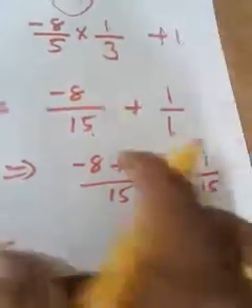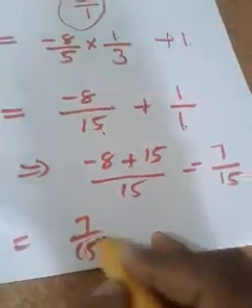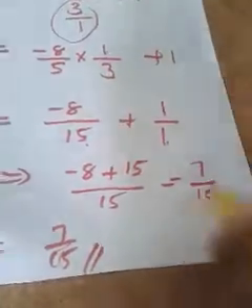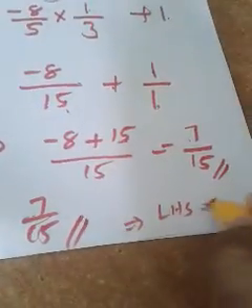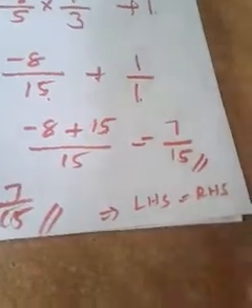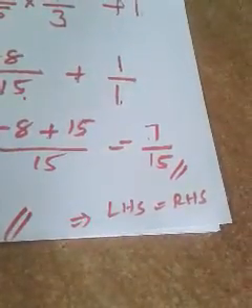LHS is over, no? And what is RHS? RHS is itself 7 by 15. See, now you just compare both LHS and RHS. They are matching. They are equal. Since LHS is equal to RHS, you can write that implies LHS equals RHS. Hence it is verified.